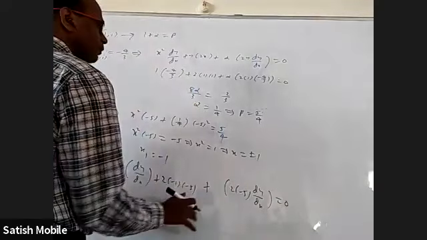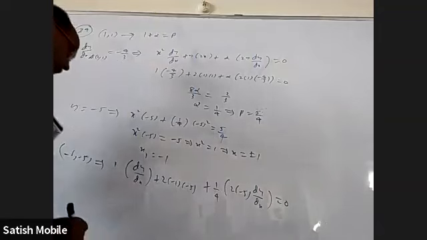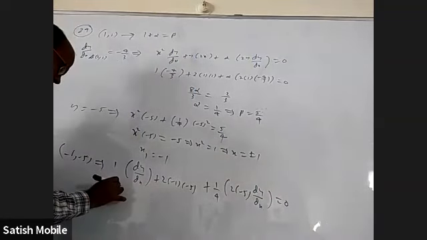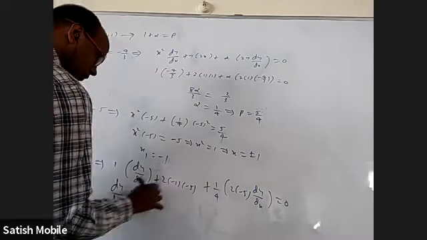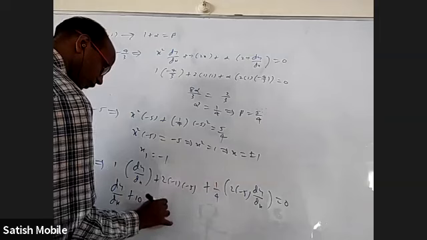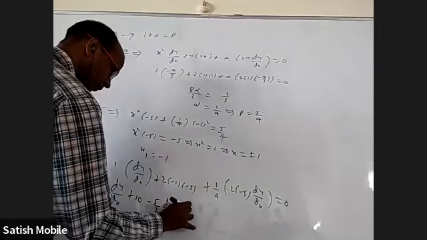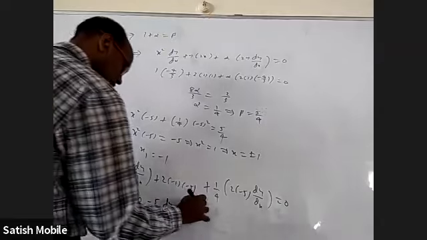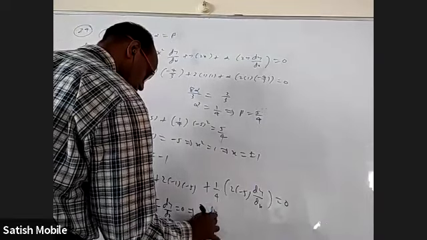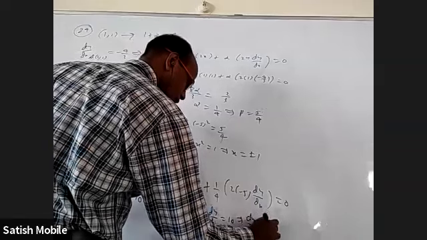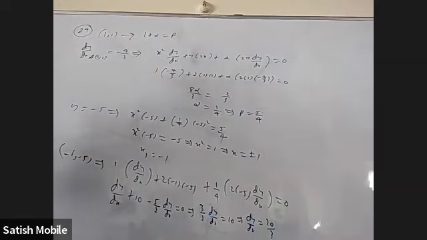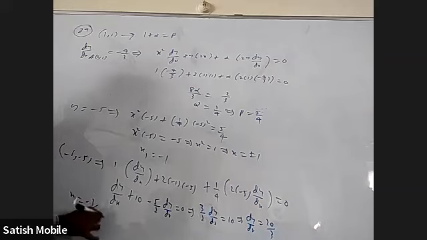What is this alpha? 1 by 4. Okay, so dy by dx, this is plus 10, this is minus 5 by 2 dy by dx equal to 0. So that is 3 by 2 dy by dx is equal to 10. So dy by dx is equal to 20 by 3. Slope of tangent is 20 by 3, so slope of normal will be minus 3 by 20. You know slope and you know point, you can find the equation.